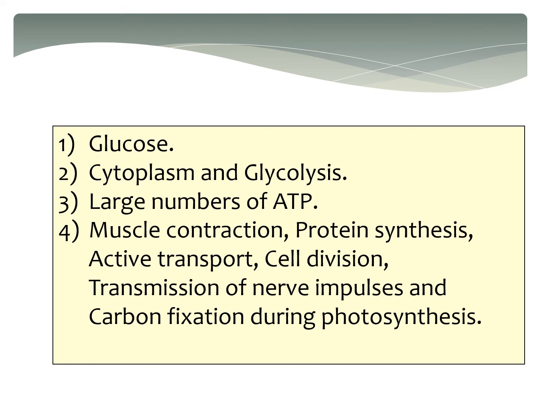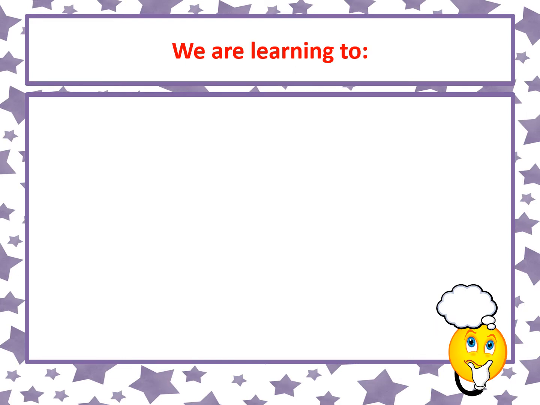So that's why nerve cells, sperm cells, muscle cells will have lots of mitochondria, and that is a common question that gets asked. And for 4, what is ATP used for? So muscle contraction, protein synthesis, active transport, cell division, transmission of nerve impulses, and carbon fixation during photosynthesis. So well done if you got all of them correct. So now we are moving on to the other pathway.